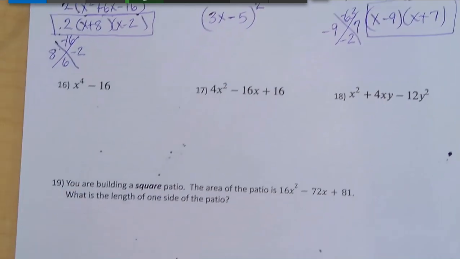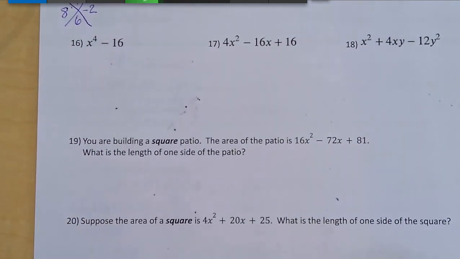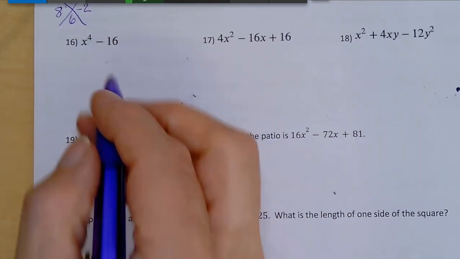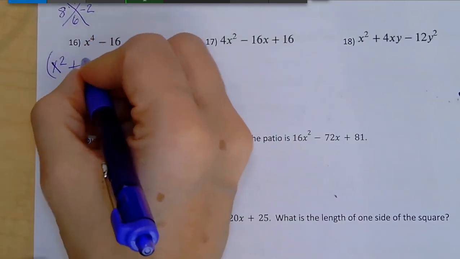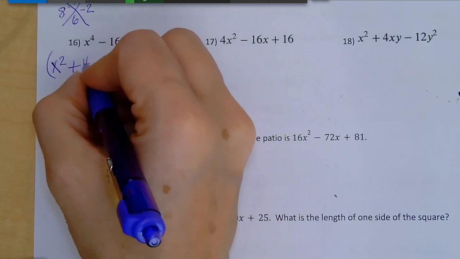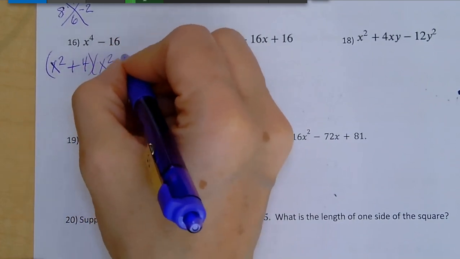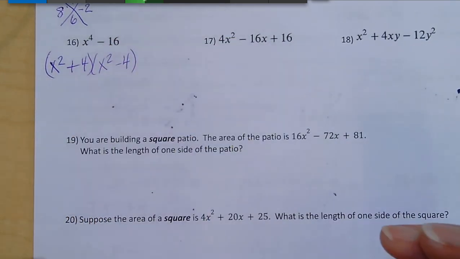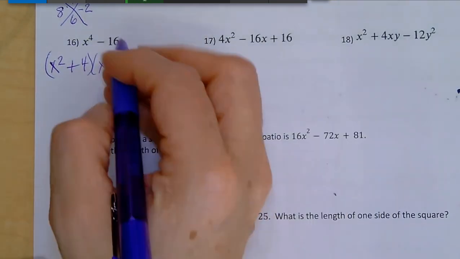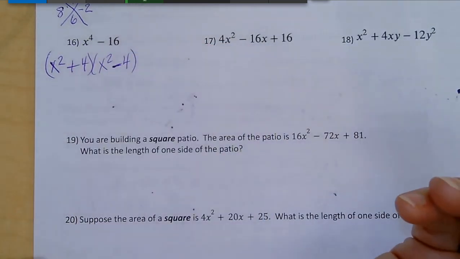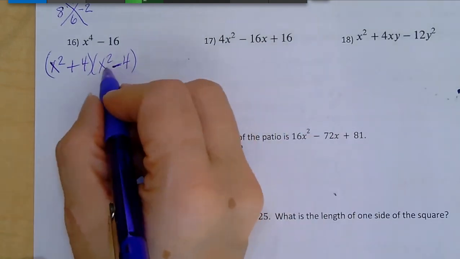Okay. X to the 4th minus 16, that is a difference of squares. Let's break it up. Square root of x to the 4th is x squared. So I'm going to say x squared plus 4 times x squared minus 4. And I would move on, except for I know better, right? Once I start getting into higher exponents, I can expect that there might be little tricks in here, okay?